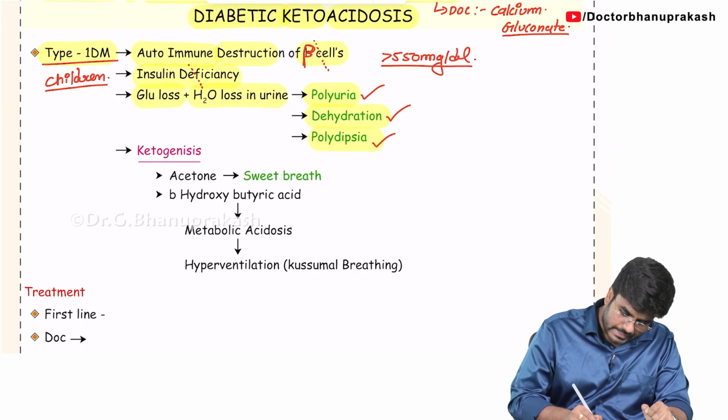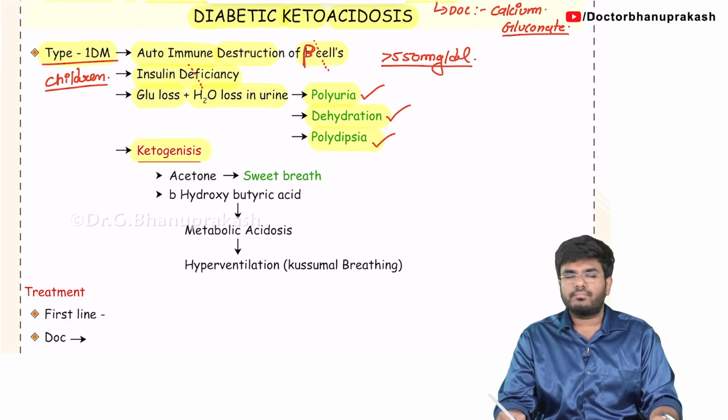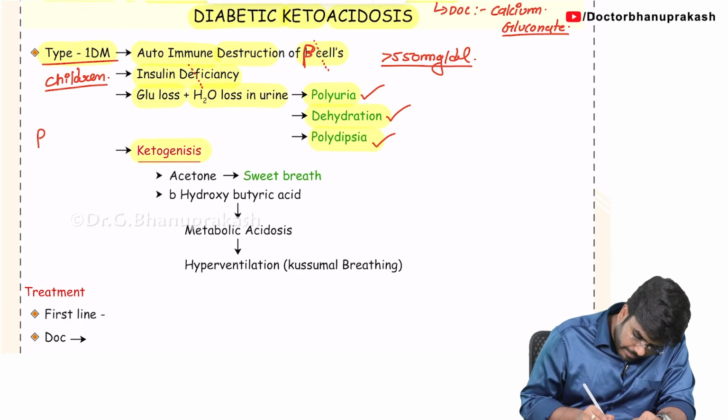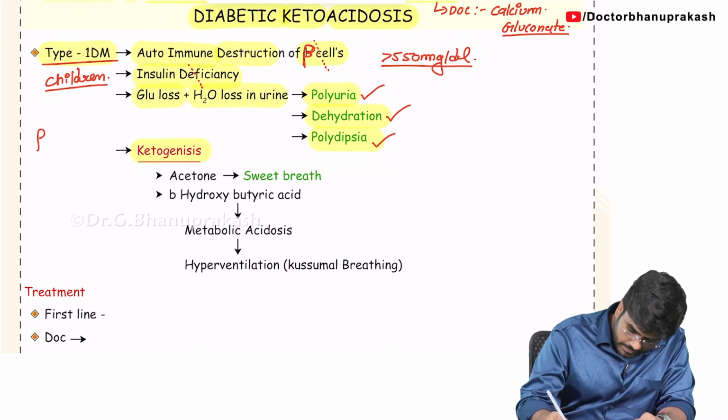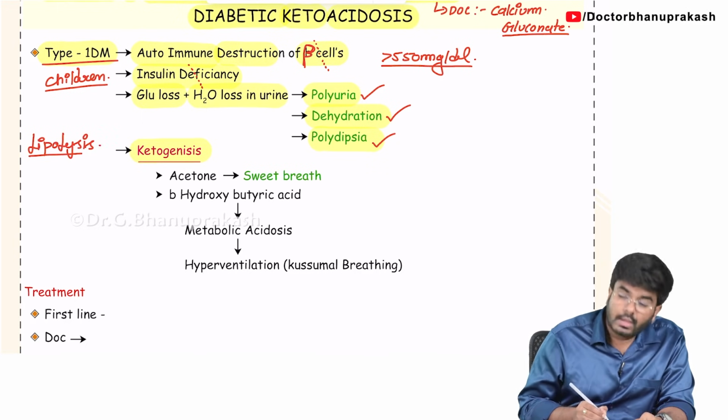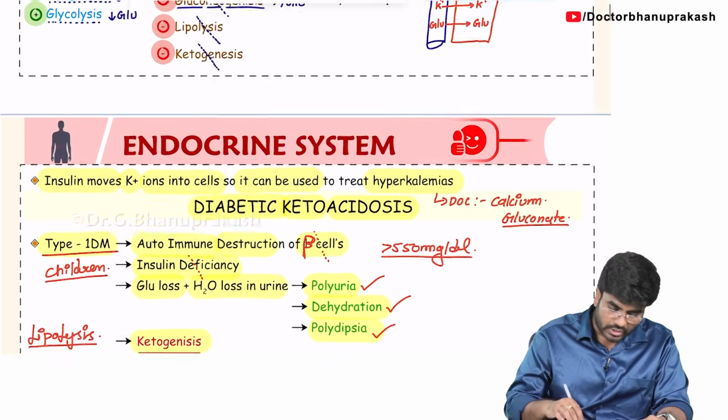What exactly is happening, guys? Ketogenesis is happening. Now lipid breakdown, or fat breakdown, lipolysis I should say, is going to happen. Why? You have to think logically.